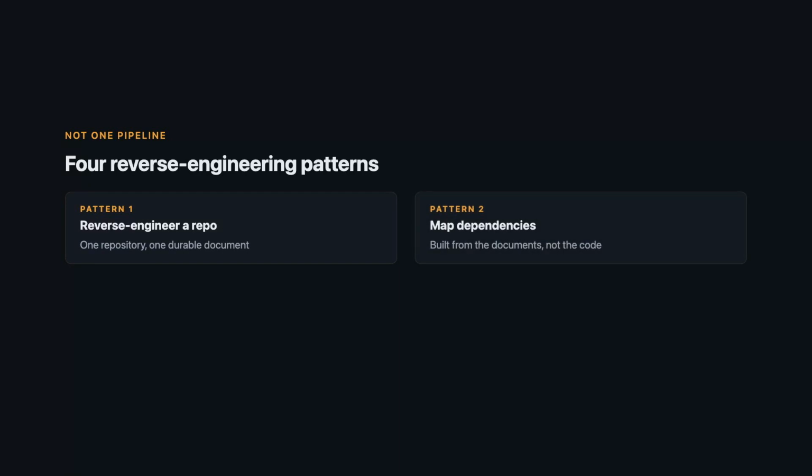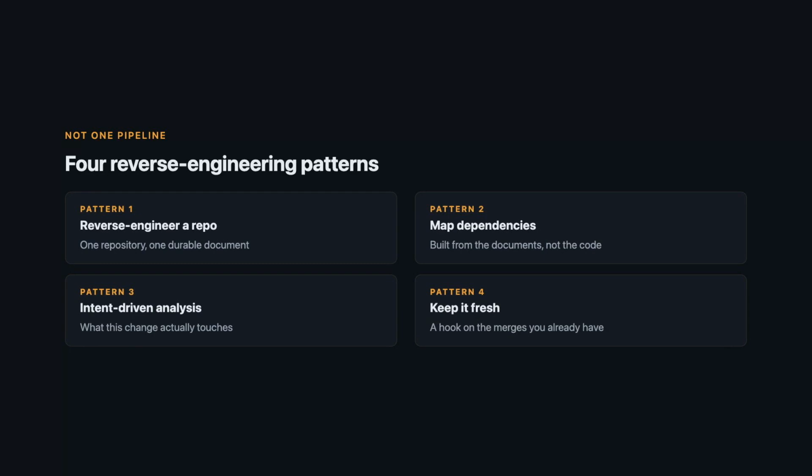Pattern 2: map dependencies across repos. Read those per repo documents and assemble the dependency map between them without reanalyzing code. Pattern 3: intent-driven change analysis. Take a change you actually want to make and work out exactly which repos and files it touches. Pattern 4: keep it fresh. Hang a hook off the merges you already have so none of the documents go stale.